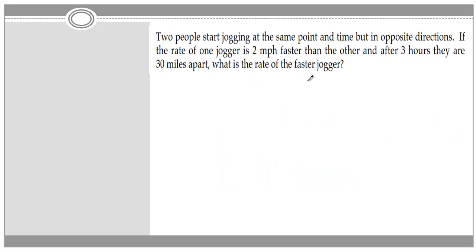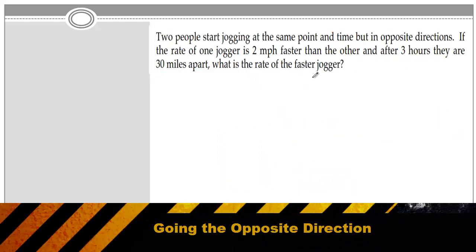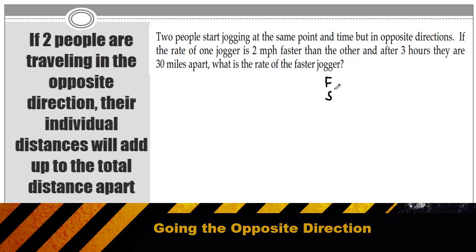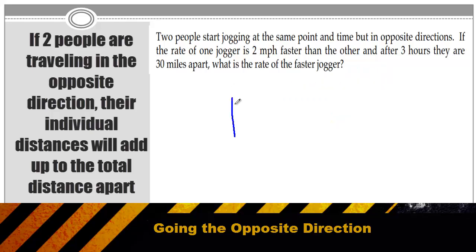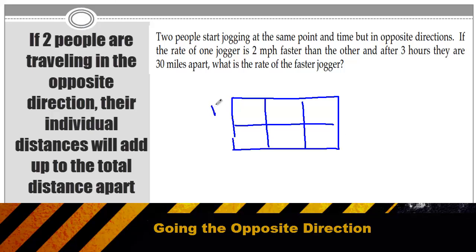In this problem we have a similar situation. We have 2 joggers. We've got someone who is fast and someone who is slow, but this time they start at the same point and they run in opposite directions. So that means to find the total distance they are apart at the end, we're simply going to add their individual distances.